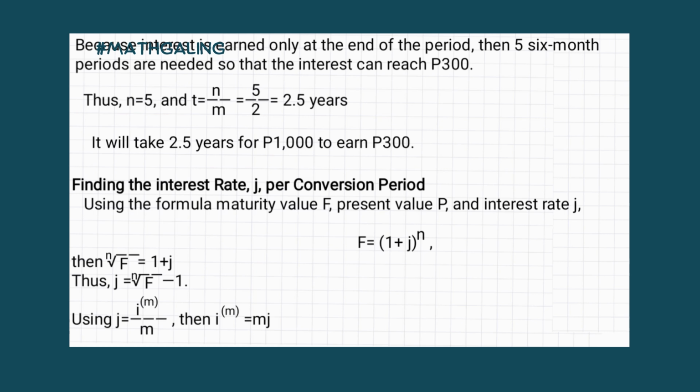Finding the interest rate G per conversion period using the formula maturity value F, present value P, and interest rate G. So the formula is F is equal to P times 1 plus G raised to the power of n.